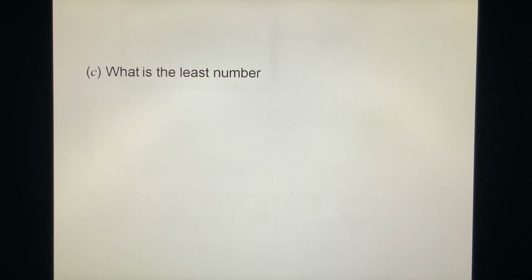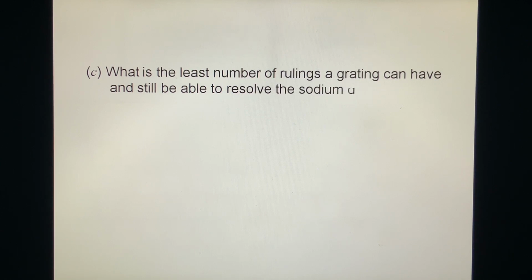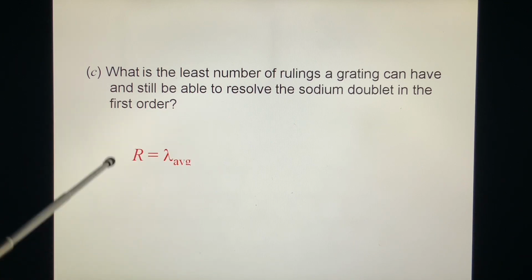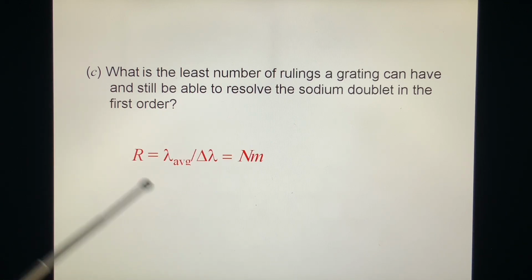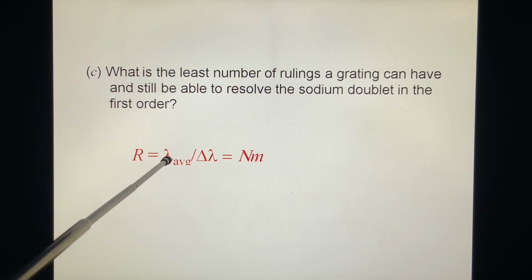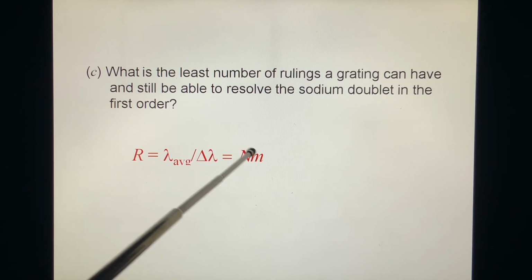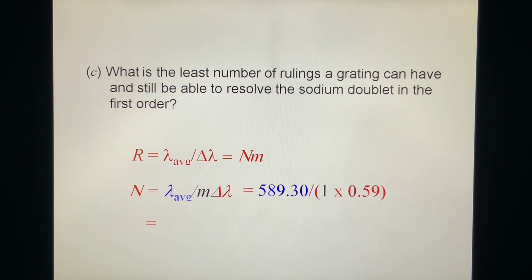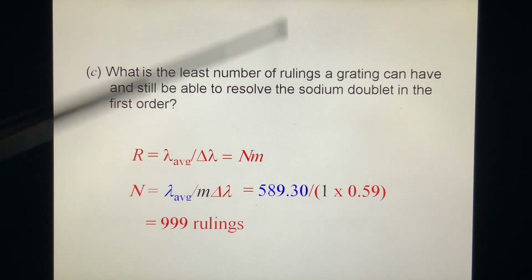Question C: what is the least number of rulings a grating can have and still be able to resolve the sodium doublet in the first order? For this we have to use the resolving power, R equals N m. We know the average wavelength, we know the wavelength difference, and we know this is the first order, so we can find N. N needed is 999 rulings, about 1,000. With fewer than this, you cannot distinguish these two lines.